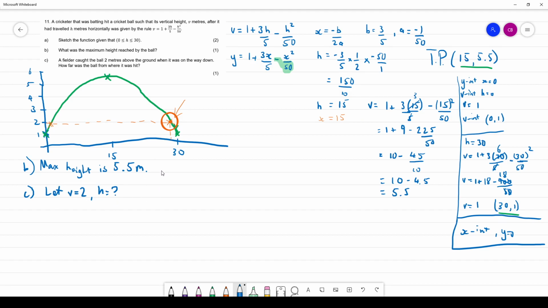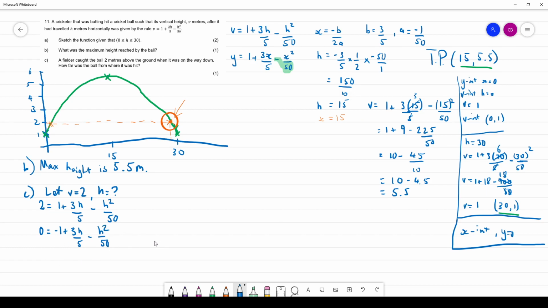Now, you know what? I was going to say I'll let you do the rest of the work, but I'll do a little bit more before letting you guys finish it off on your own. So if I have 2 equals 1 plus 3h over 5 minus h squared over 50, how the heck do I do this? Well, I just need to rearrange it a little bit. Minus 2 from both sides. 1 minus 2 is negative 1 plus 3h over 5 minus h squared over 50.